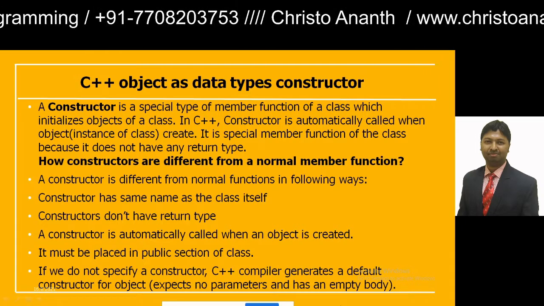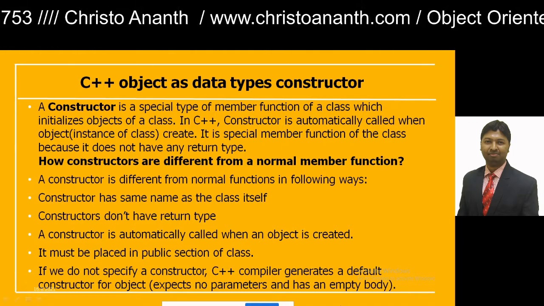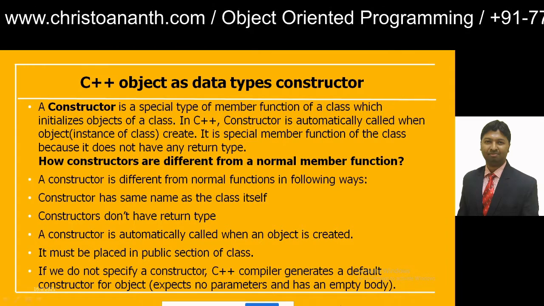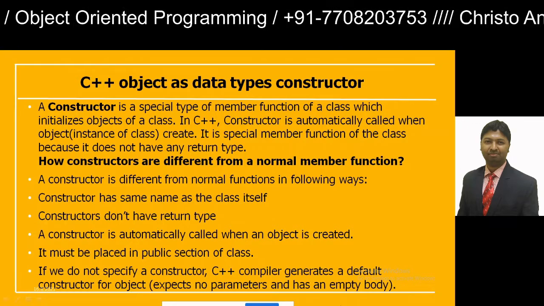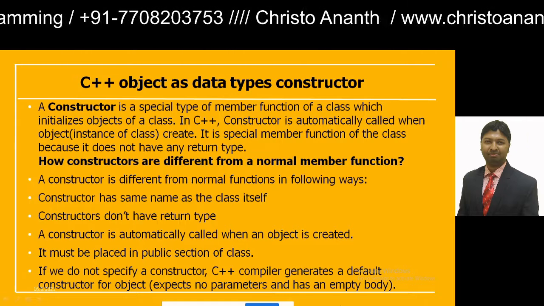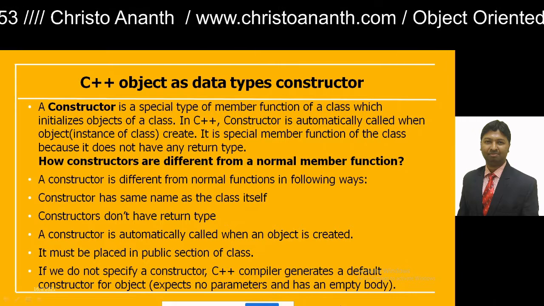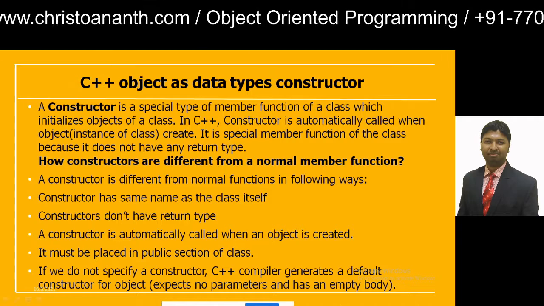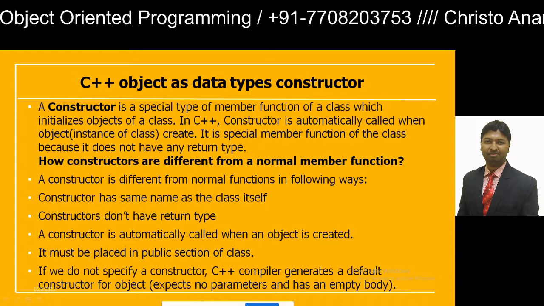If we are not specifying a constructor, the C++ compiler is going to generate a default constructor for the object, which means that it has no parameters and an empty body. So it is different from a normal member function: it doesn't have a return type, it has the same name as the class, it is automatically called when the object is created, and it should be placed in the public section of the class.